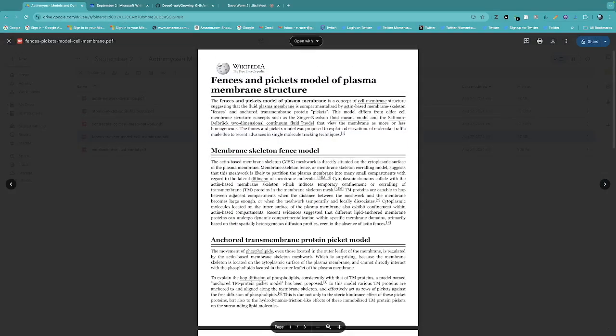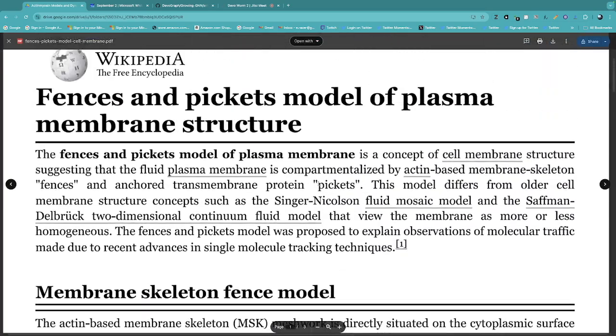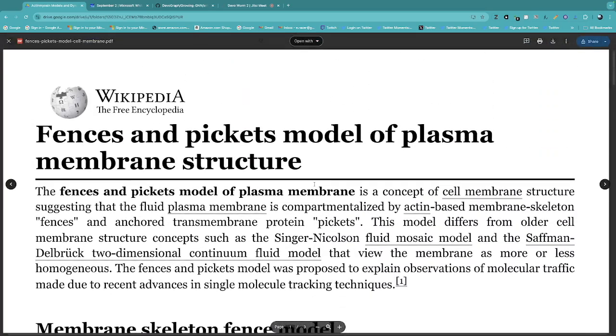Now this is a Wikipedia article about a classic model called the Fences and Pickets model of plasma membrane structure. This doesn't have so much to do with the cytoskeleton. It's just that this has the membrane structure of a cell, basically. So we can go back and look and see how people have thought about the structure of this in the past.